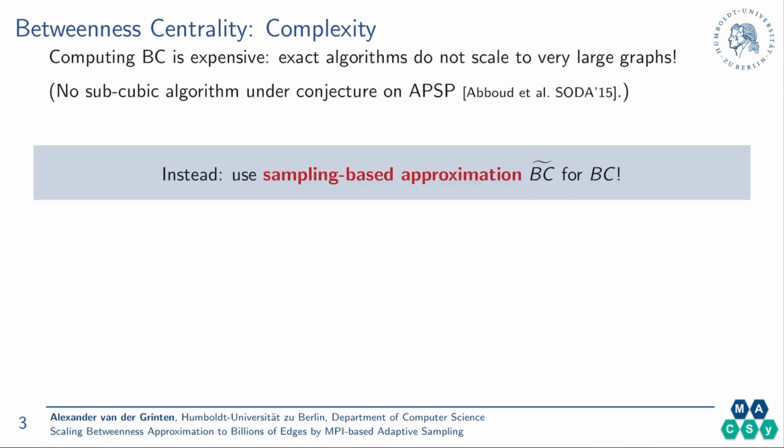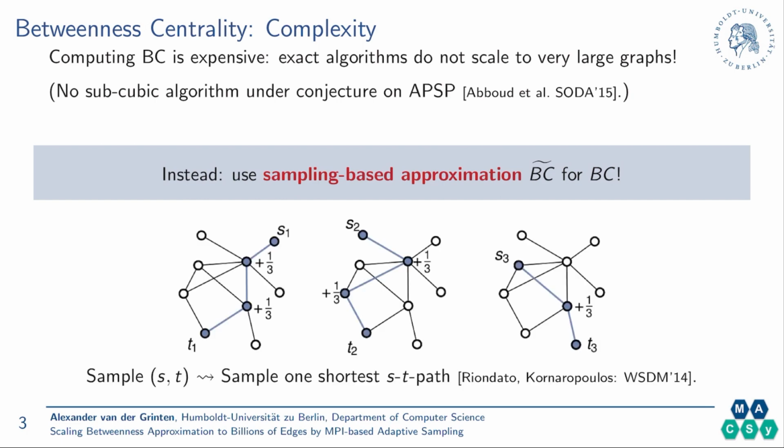Hence, if we want to solve betweenness on large graphs, we have to use something different from exact algorithms, and what we will do is we will use approximation, and in particular sampling-based approximation. That means we compute a vector BC tilde instead of BC, which contains approximated betweenness values for all vertices of our graph. And here's how it works.